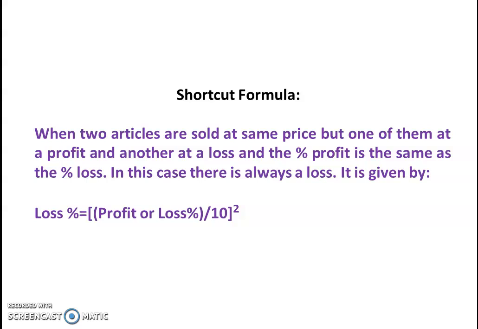Now we have one shortcut formula. When two articles are sold at same price, now the condition is both the articles must be sold at same price, but one of them at a profit and another at a loss, and the condition is percentage profit is the same as the percentage loss. In this scenario, we have always a loss and it is given by profit or loss percentage divided by 10 whole square. So let's solve one problem based on this particular formula.